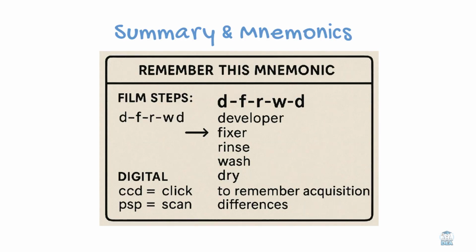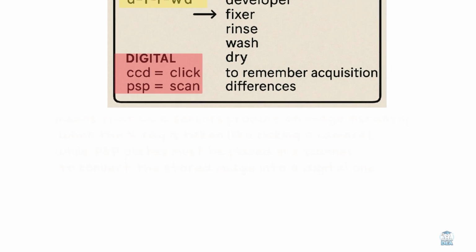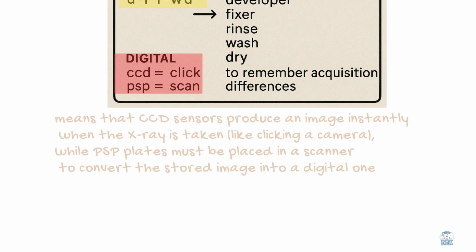Remember this mnemonic. For film steps, DFRWD, developer, fixer, rinse, wash, dry. For digital, CCD equals click, PSP equals scan, to remember the difference in acquisition.